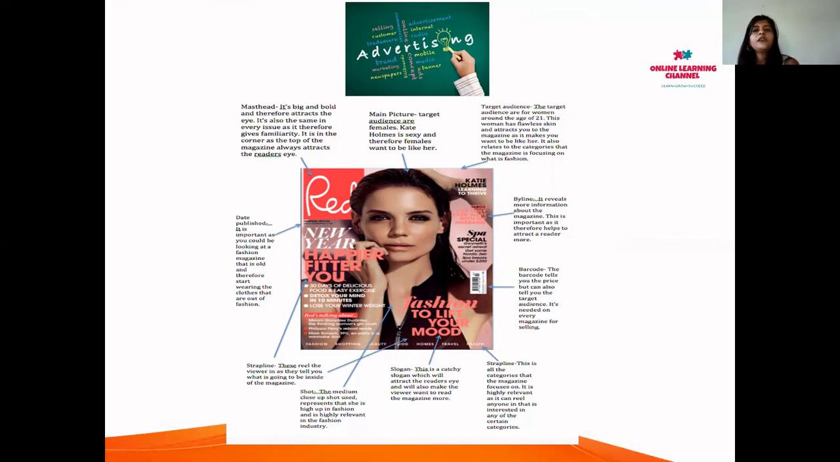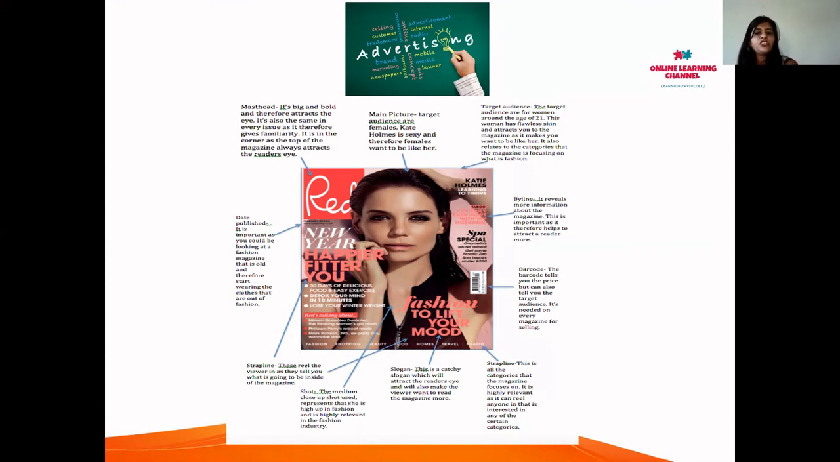Your byline reveals more information about the magazine that is important, and therefore helps to attract a reader more. Your barcode tells you the price, but can also tell you the target audience. It's needed on every magazine for selling. Right, then we're going to look at the strap line. This is all the categories that the magazine focuses on. It is highly relevant, as it can reel in anyone that is interested in any of the certain categories. The slogan is another important aspect in advertisement.